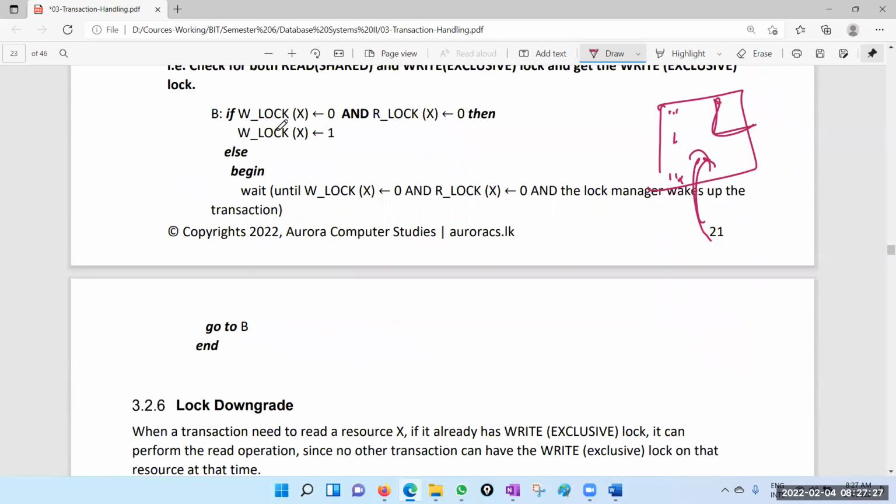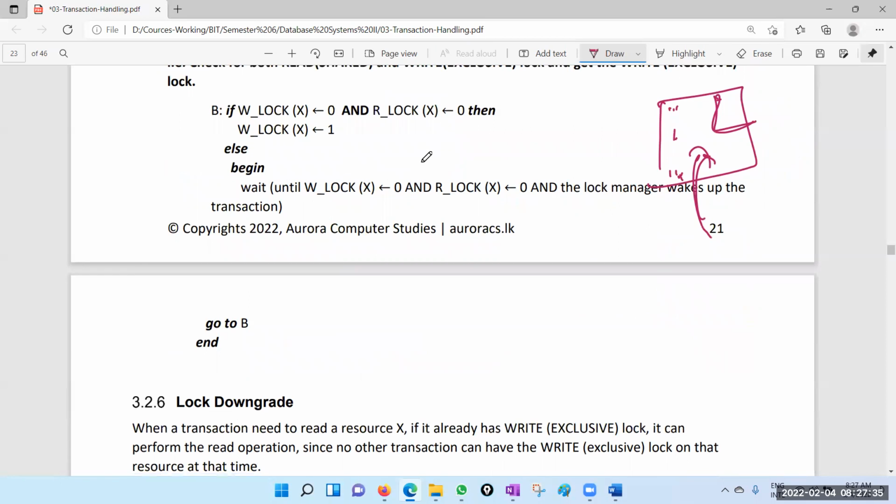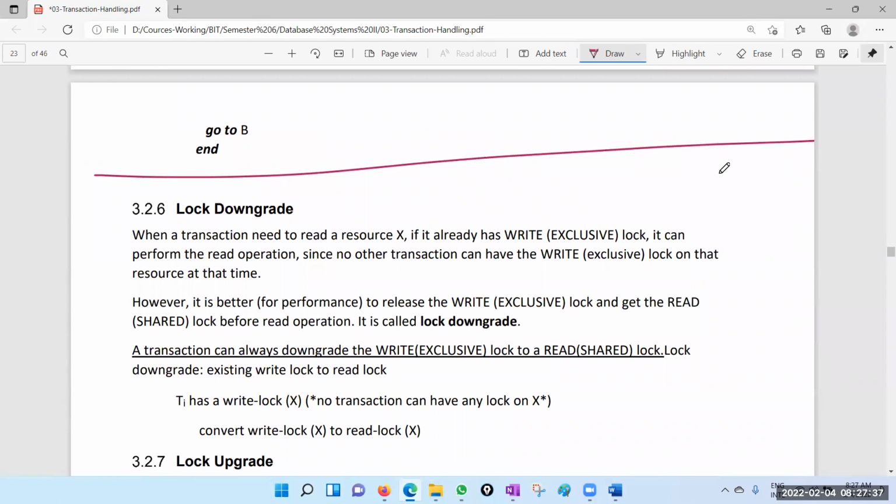So you look at both write and read lock. If both are available, you get the write lock, which is the exclusive lock. Right. So now we are looking at some more concepts.